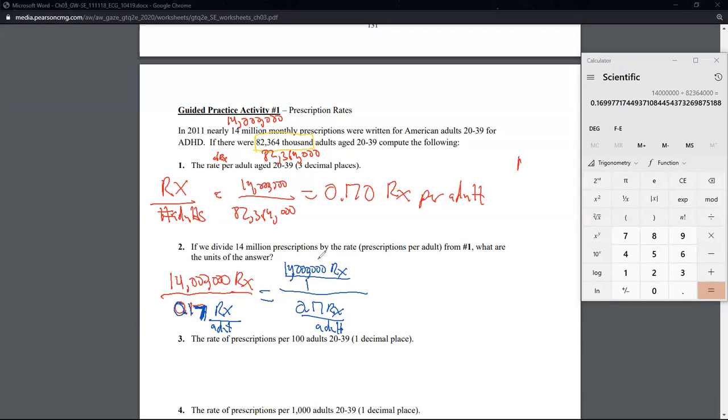This is a division of fractions. Fraction divided by a fraction. You are supposed to be coming in here with the knowledge of how to divide fractions. But you probably want to change this to the old school form of 14 million prescriptions over 1, then division symbol by the 0.17 prescriptions per adult, which would give us 14 million prescriptions over 1 times, and let me change color to show that emphasis, times, we flip it. The adults go in the top now, and the 0.17 prescriptions go in the bottom.